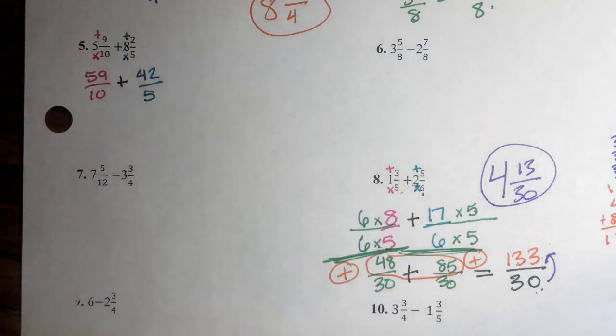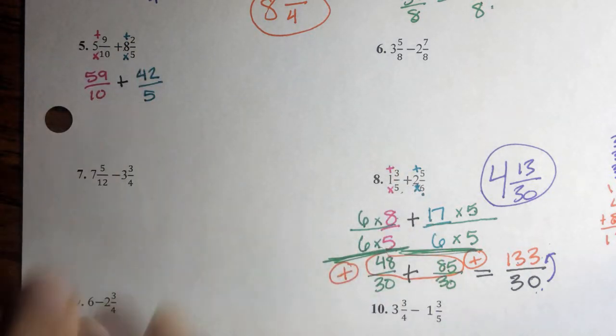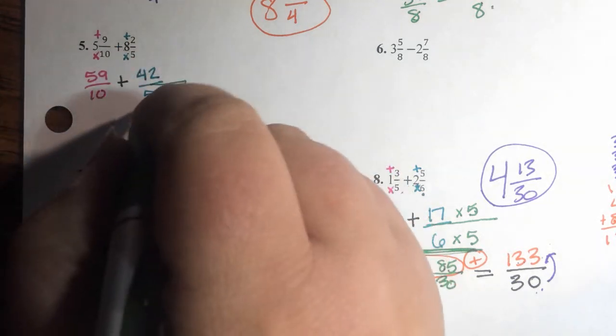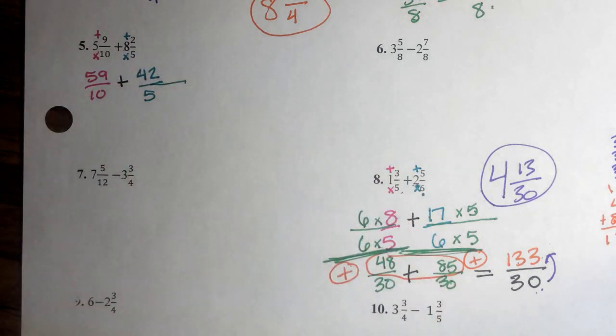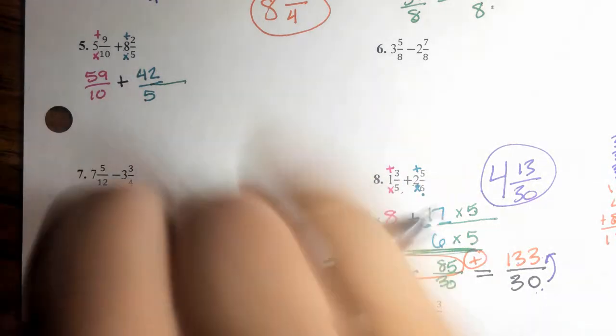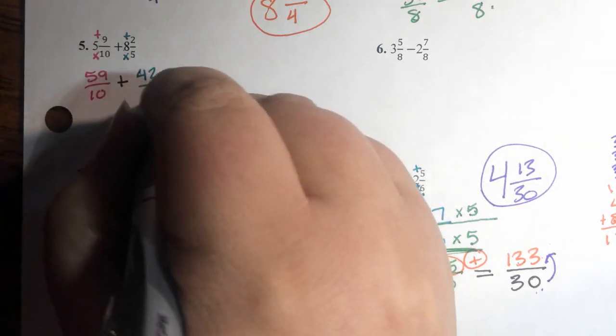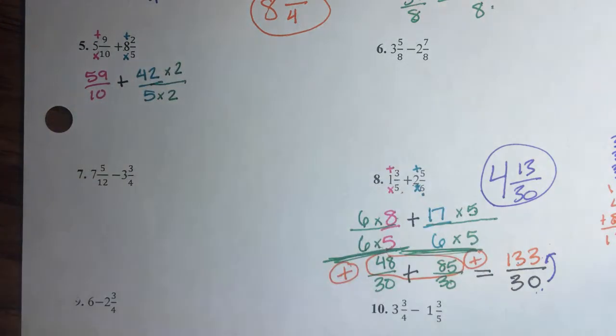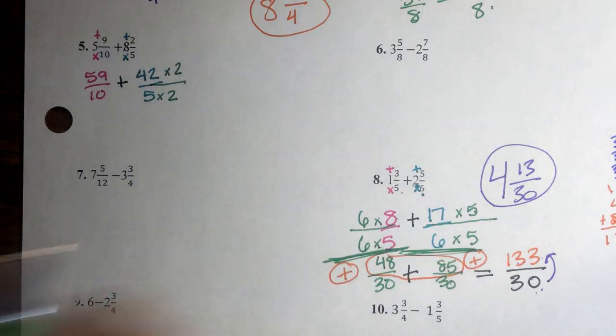Those denominators are not the same, so we cannot add them. But I can make them the same by multiplying the bottom numbers by something. If you multiply 5 times 2, you'll get 10. So then you have to multiply the top by 2 also.